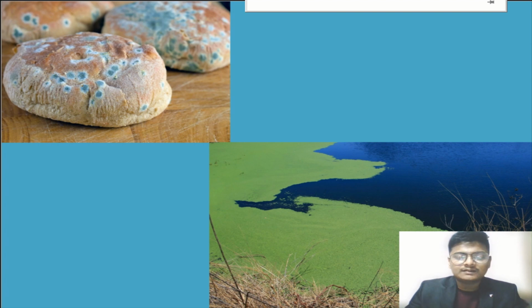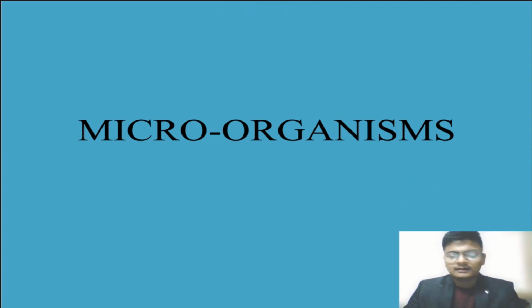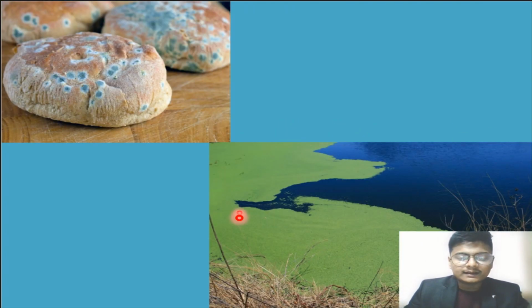And the second image we can see over here. In the second one there is a river, and in that river we can see green patches. We cannot see anything else, but when we use a magnifying glass, we can see some organisms roaming freely here and there in the water.